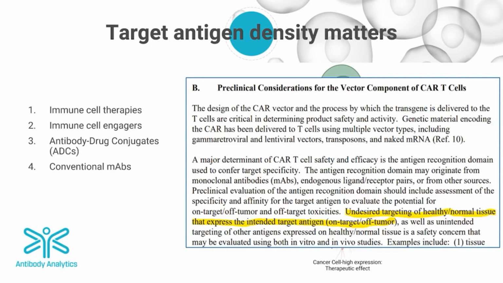The expression of target antigens in normal tissues can lead to off-tumor toxicity, which is a common side effect associated with many immune-engaging therapeutics. In particular, on-target off-tumor toxicity has become a significant concern, and regulatory guidelines have been established to assess the undesired targeting of healthy tissues that express the target antigen. And you can see that here in a snapshot from the current FDA guidelines for the development of CAR T-cell therapeutics.